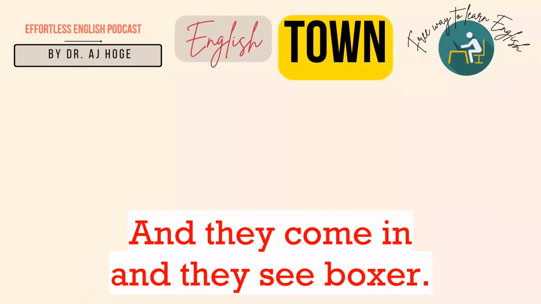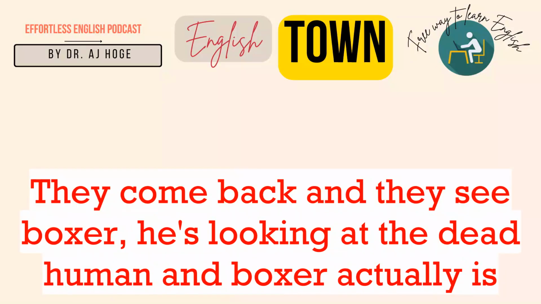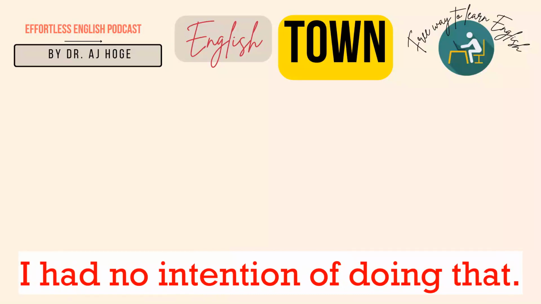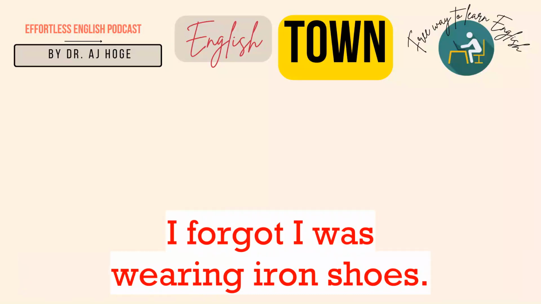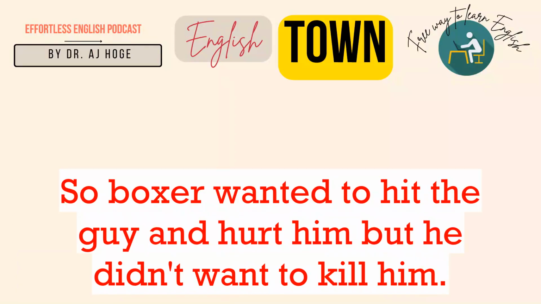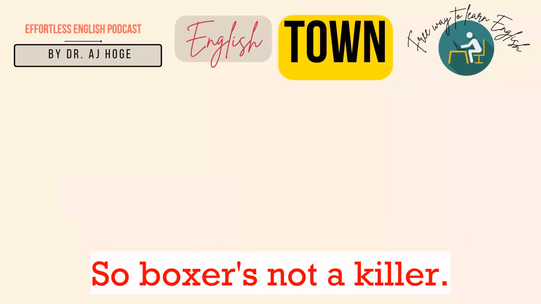And they come back and they see Boxer. He's looking at the dead human. And Boxer actually is quite sad. And he says, he's dead. I had no intention of doing that. I forgot I was wearing iron shoes. He had iron shoes. So Boxer wanted to hit the guy and hurt him, but he didn't want to kill him. So Boxer's not a killer.